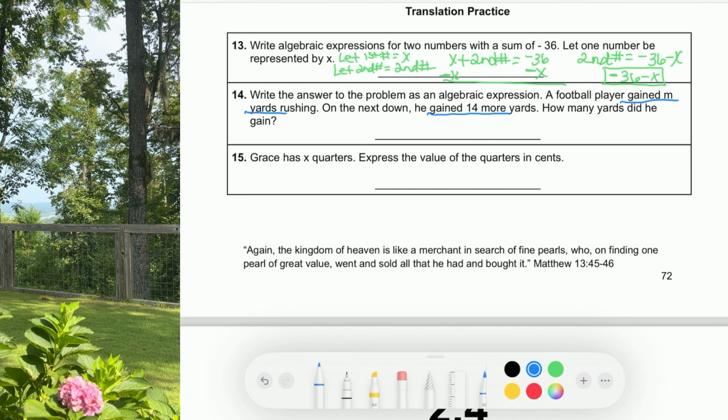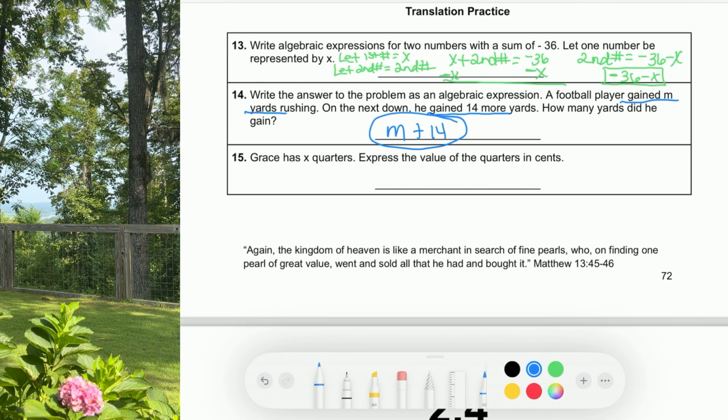Okay, so we don't know how many he gained in the first one. We just know that he gained, and it's represented by m, okay? So we have m. Then it says he gained 14 more. So that tells us we're adding 14 to that original amount that he gained. How many yards did he gain? This is how we would represent finding how many yards he gained. It's m, which represents the first value, plus 14 in the second play.